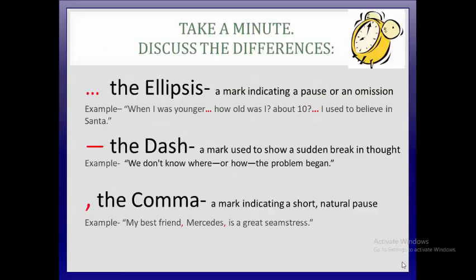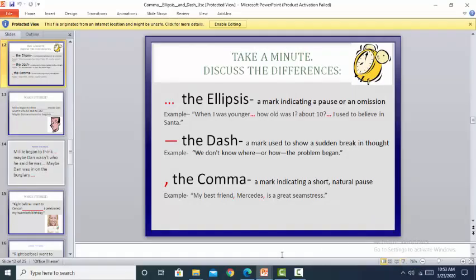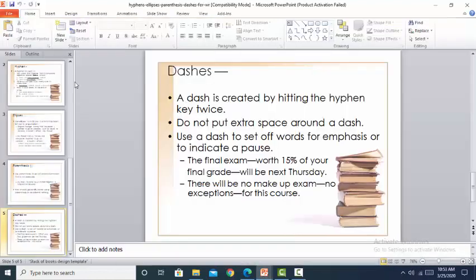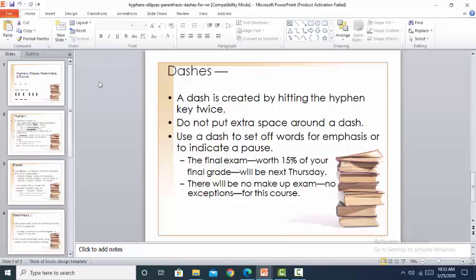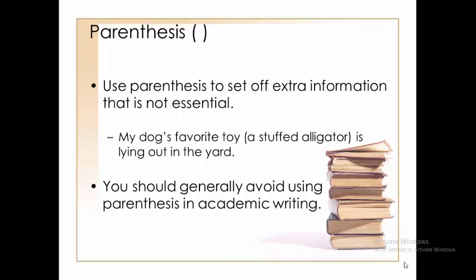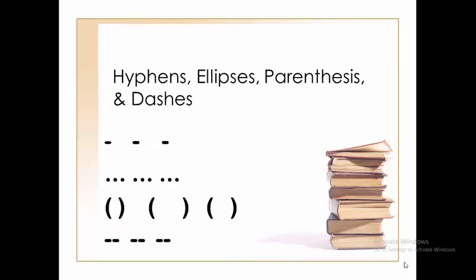So these are the punctuation marks we spoke about today. We have the ellipses, the dash, and the comma. I also have a second PowerPoint presentation specially prepared for you. This one also has the dash. The dash we started with, we gave much information about it, right? Yes. We have the hyphen, ellipsis, parentheses, and the dashes.